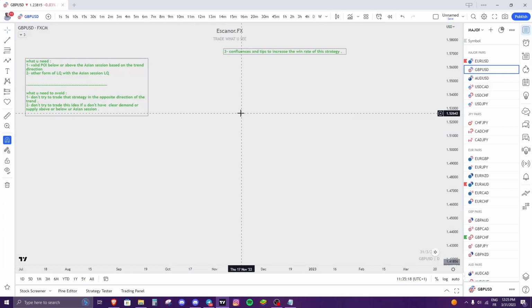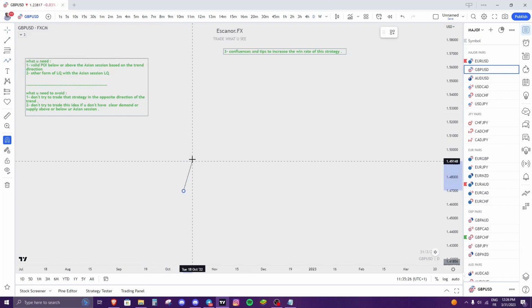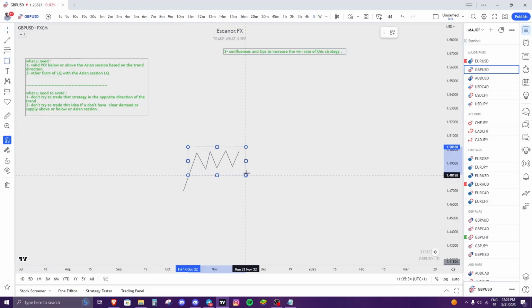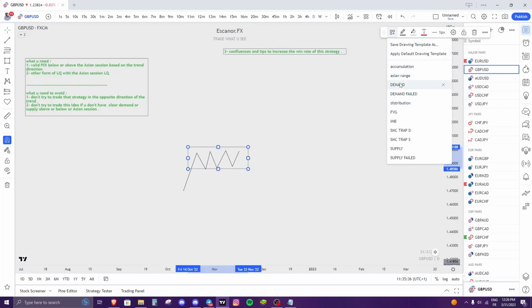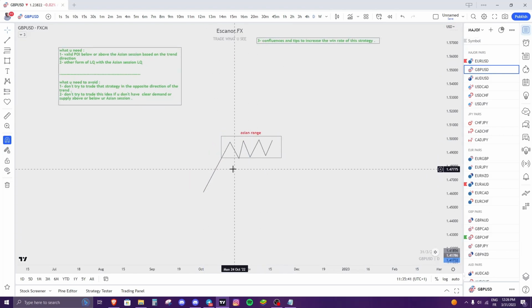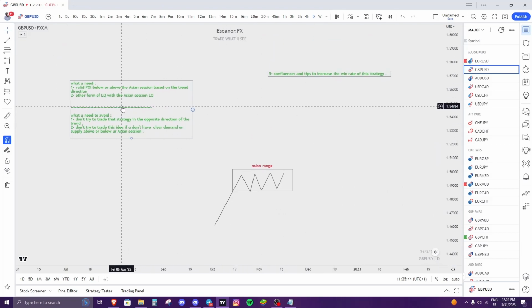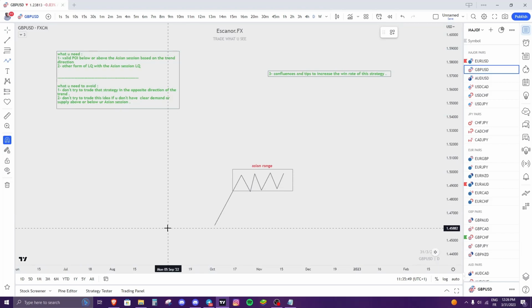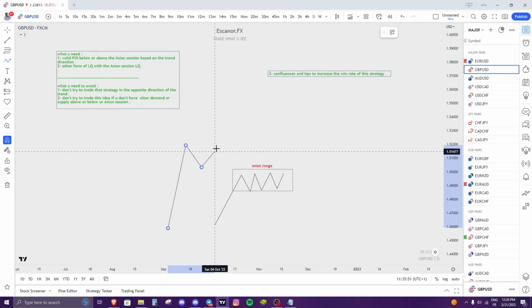So then the second point we consider as a confluence: we need another form of liquidity below or above the Asian session. For example, we have here the Asian range. Let's say this is our Asian range. So for example, below it or above it we have another form of liquidity. Let's say for example like this. Sorry for the bad drawing.